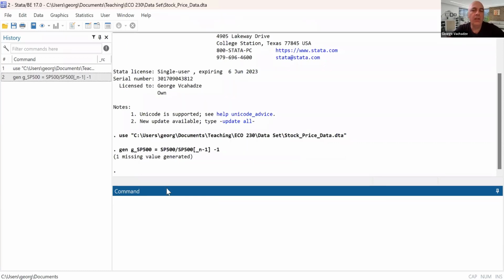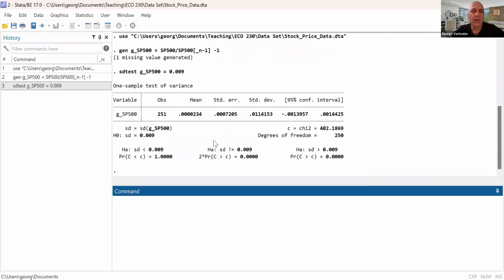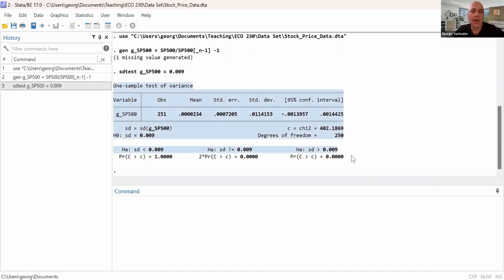Okay, so that gives me the daily return, and the command which does the trick is sdtest. I want sdtest with the H0 hypothesis being that the standard deviation of the S&P 500 daily return is 0.009, which is 0.9%. Let's hit enter, and that's the table we get from this command.